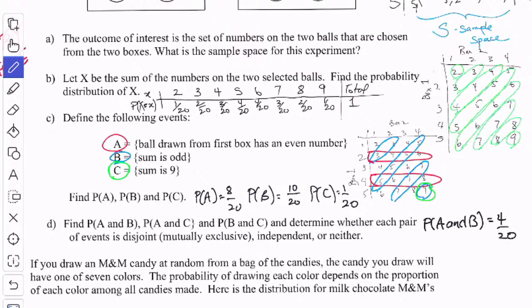Alec is asking, are A and B asking for the same thing, but even and odd? No, because A is that the first number, the ball from the first box is an even number. It's not just picking up the even numbers. It's picking up all kinds of numbers, odd and even. Okay, I hope that's better.